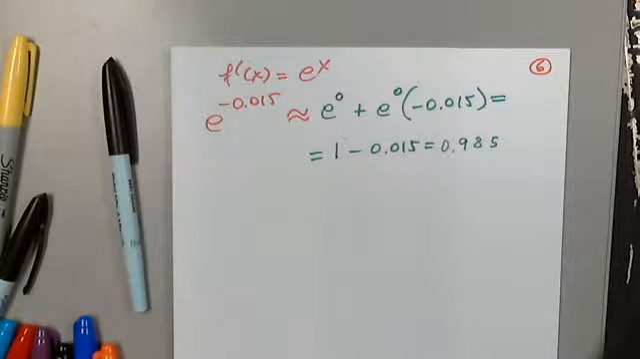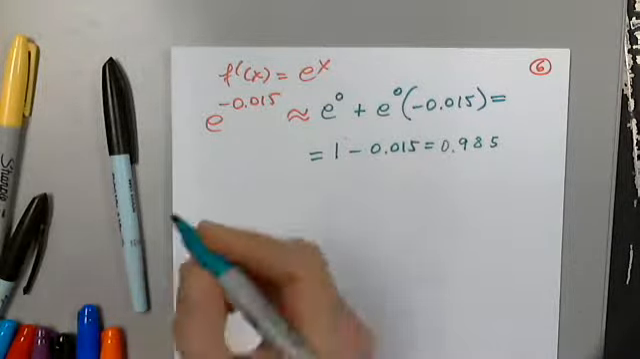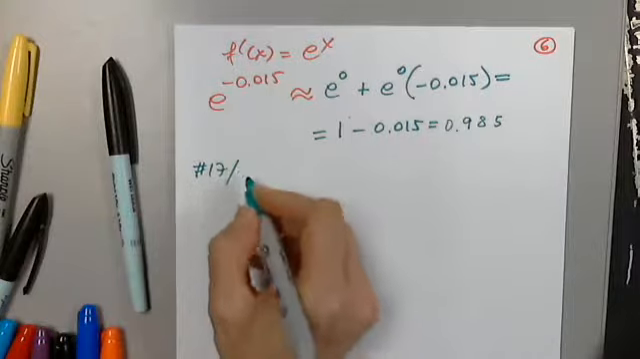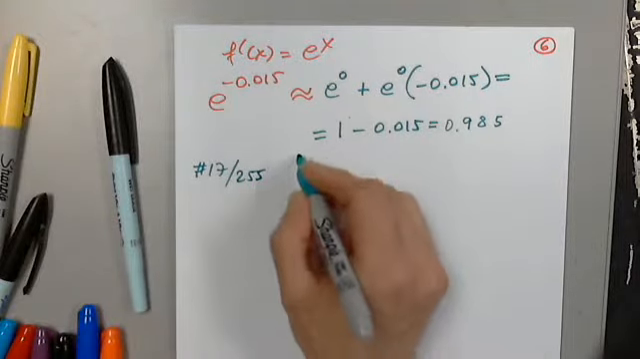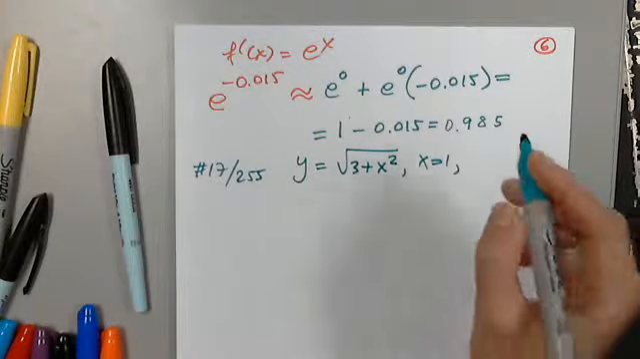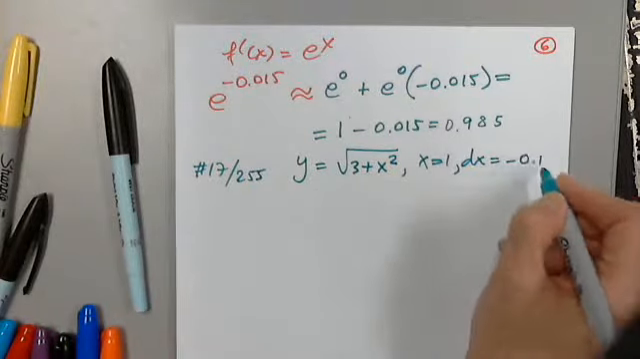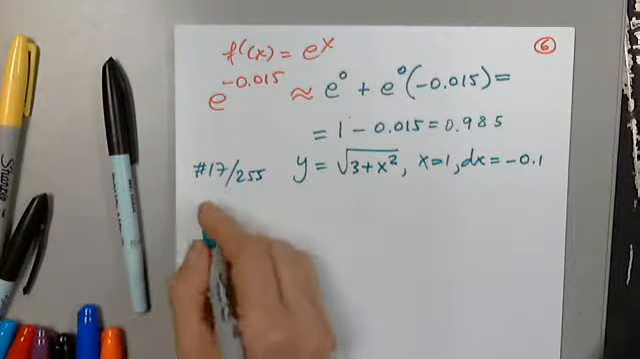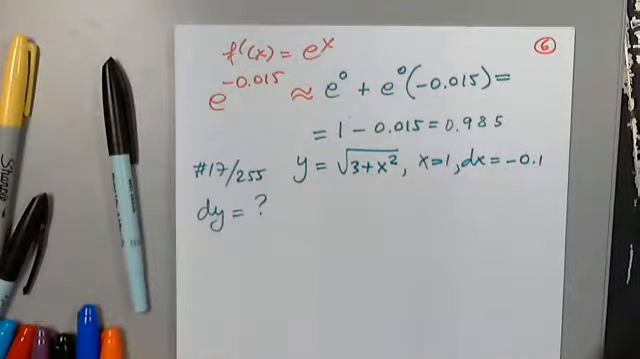Let's look at further applications of this. Let's look at evaluations of delta y and dy first, and then word problems. So let's say problem 17 on page 255. We are given y, which is the square root of 3 plus x squared. We are given x equals 1. We are given dx equals negative 0.1. They're asking us to find dy and then evaluate it for the given values. When we're asked to find dy, we have to write what formula?